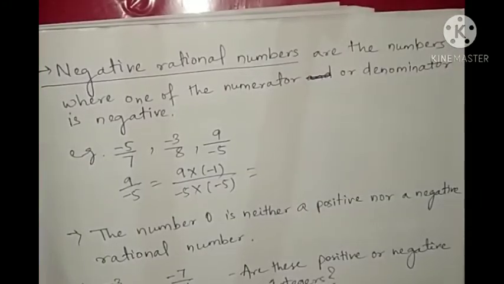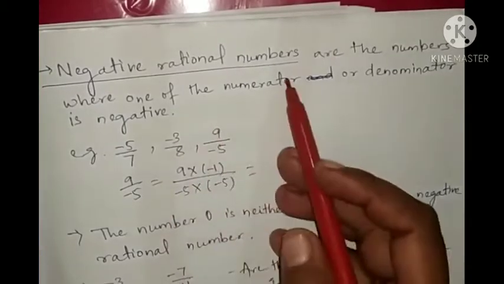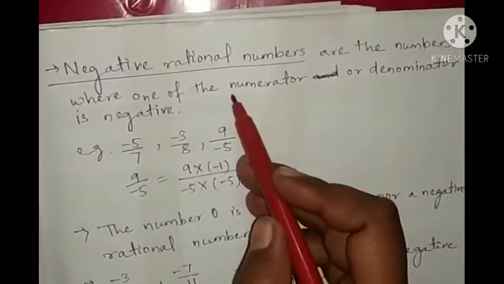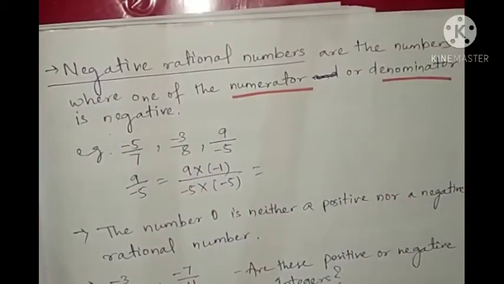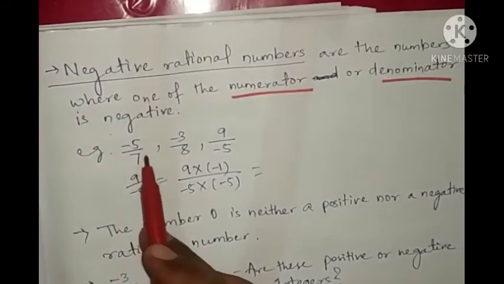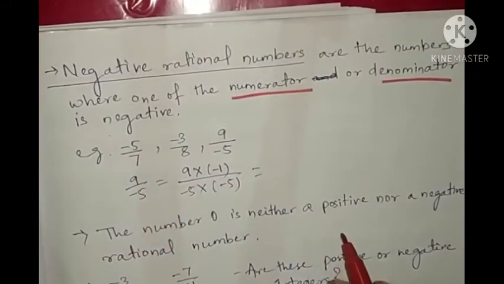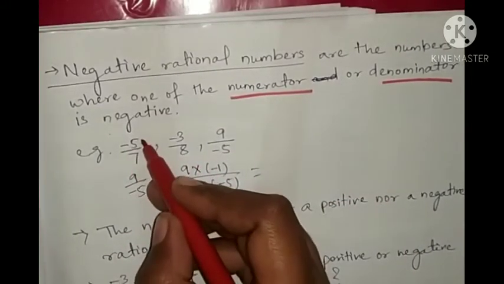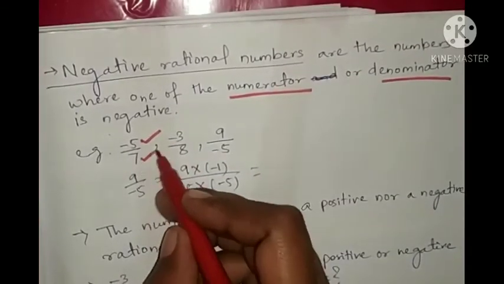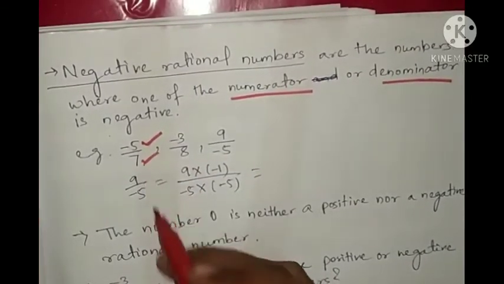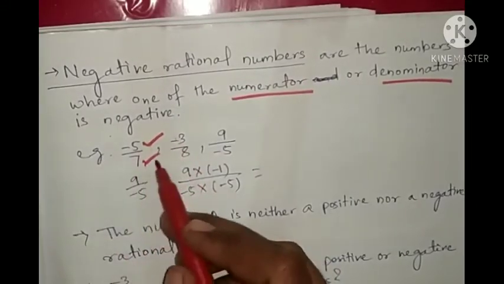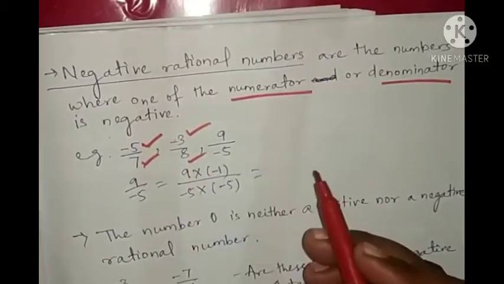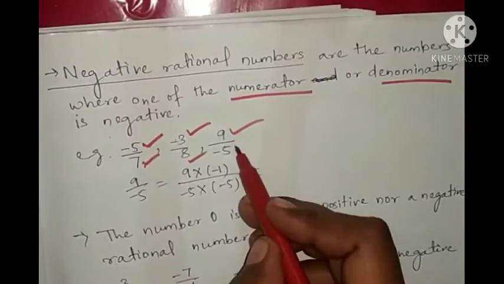Next are negative rational numbers. Negative rational numbers are the numbers where one of the numerator or denominator is negative. Either the numerator or the denominator will be negative, not both. Like minus 5 by 7. Here minus 5 is negative and 7 is positive, meaning the numerator is negative and the denominator is positive. That's why this is a negative rational number. Here also the numerator is negative, the denominator is positive. Here the numerator is positive, the denominator is negative.